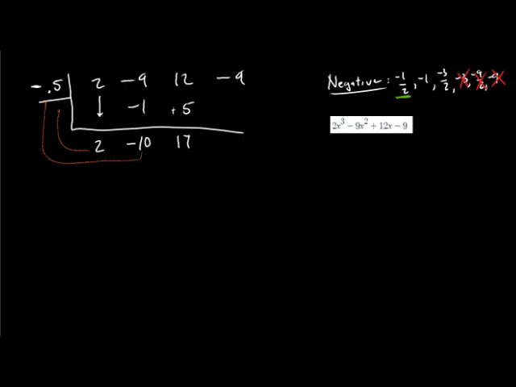Then we'll multiply that 17 times the -0.5, and if we do, we'll get -8.5. Combine that with the negative 9, and we'll get negative 17.5. So that we have a positive 2, a negative 10, a positive 17, and a negative 17.5. So once again, this will give us all sign changes. This means that negative 1/2 is indeed a lower bound, which means we can cross out anything more negative than negative 1/2.